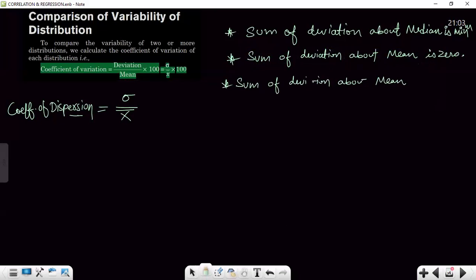The sum of deviation about mode is maximum. Write these 3 points in the mean deviation topic. Okay.